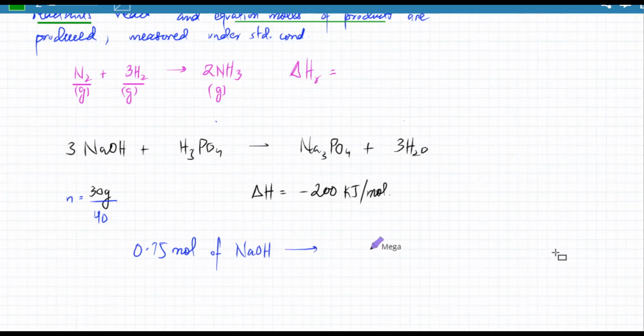And the energy in the reaction that is produced, or the enthalpy change that is produced, is minus 200 kilojoules per mole. So it's clear that this is not the enthalpy change of reaction. For the enthalpy change of reaction, the moles should have been exactly 3. Do you get the point? I did a reaction in the lab. Is this clear?